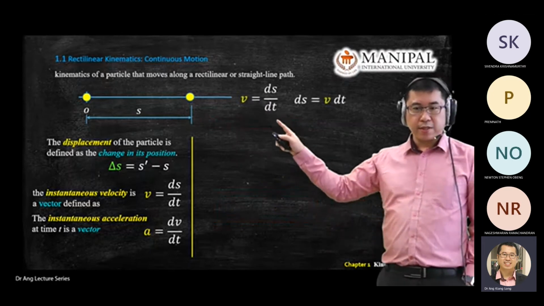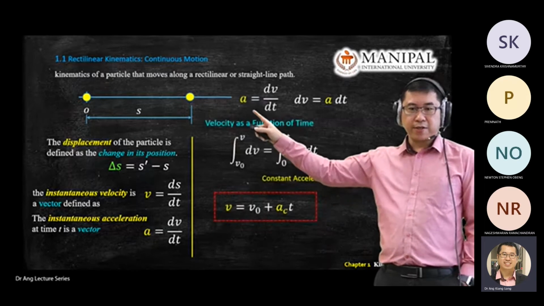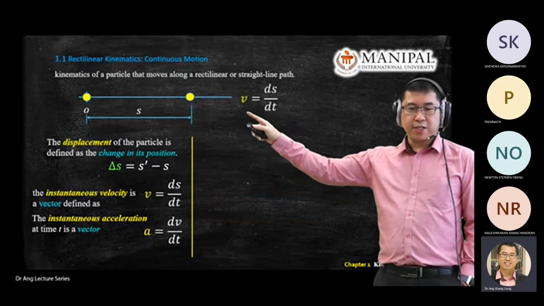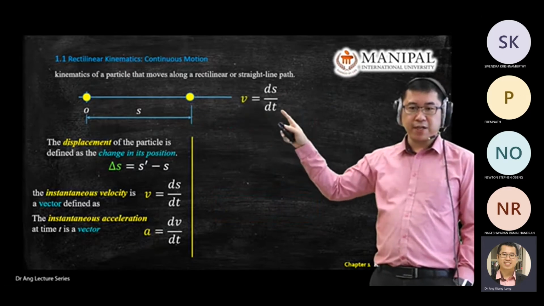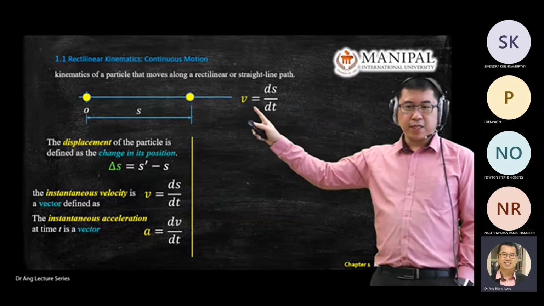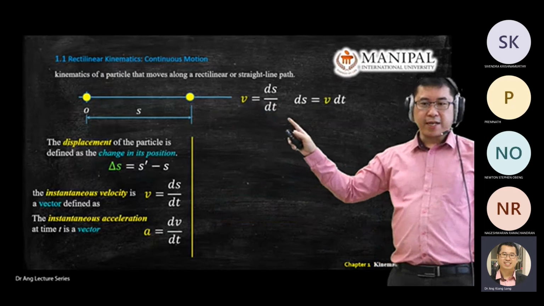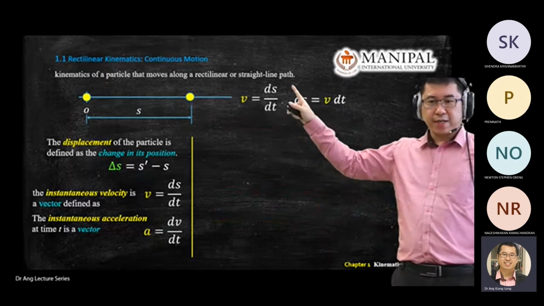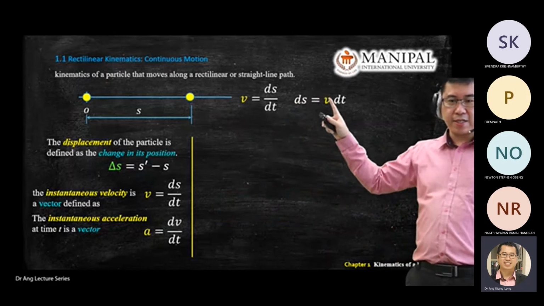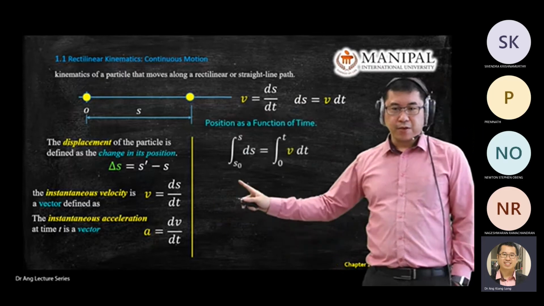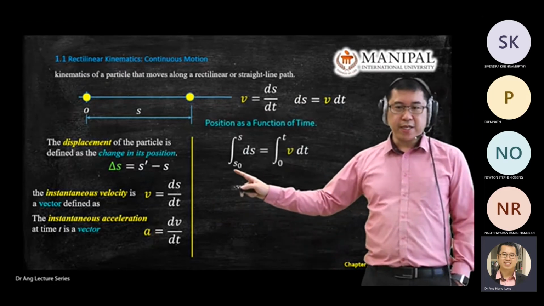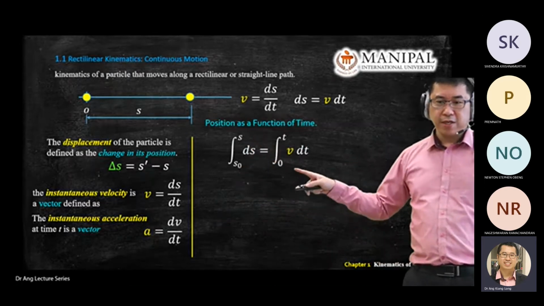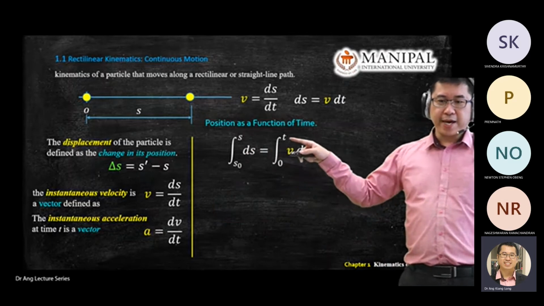Second equation. Just now we dealt with acceleration, a = dv/dt. We use the same concept for velocity. The definition of velocity is displacement divided by time. You pull dt to the left hand side, you can write ds = v dt. Again, you repeat the same concept. You integrate ds, integrate dt, you get this equation. We always integrate from initial displacement to the final displacement, initial time to the end time.